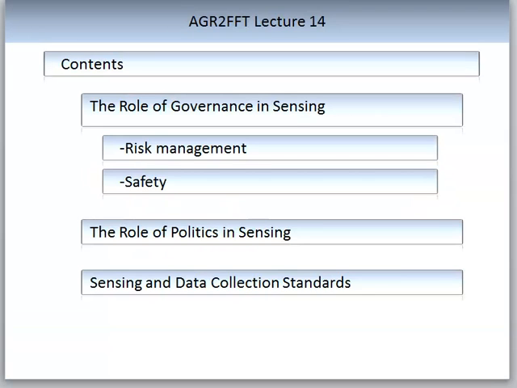In this lecture, we are going to discuss the elements of governance in sensing. We're going to look at risk management and safety. We will then explore the role of politics in sensing, and finally we will touch on sensing and data collection standards.